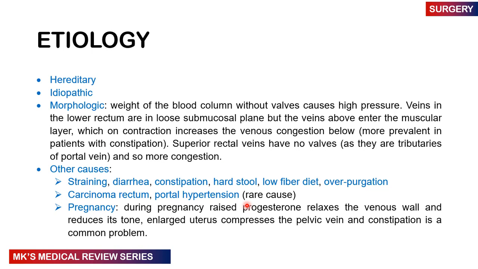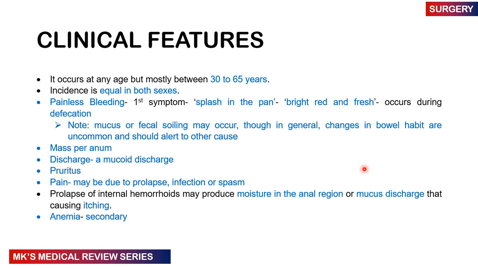Remember that with pregnancy, you have high levels of progesterone, which pretty much relax the venous wall. They reduce the muscle tone of smooth muscles, and even just the enlarged uterus can sometimes compress on the pelvic vein, and constipation is also a big problem with pregnant women. Then what are the clinical features of someone who has hemorrhoids?